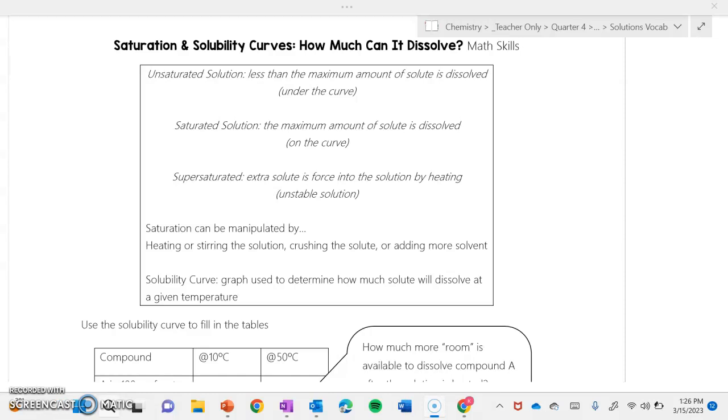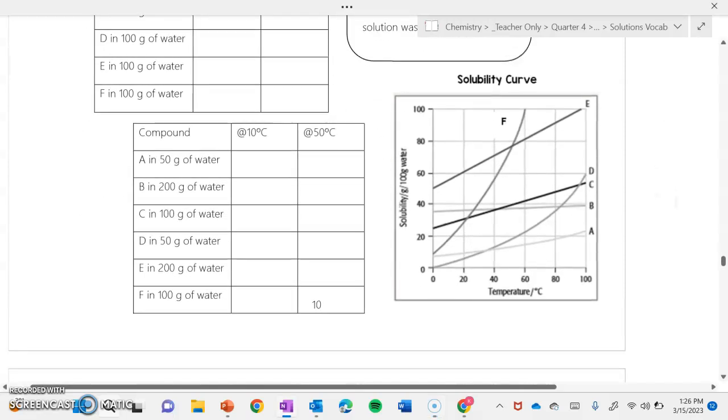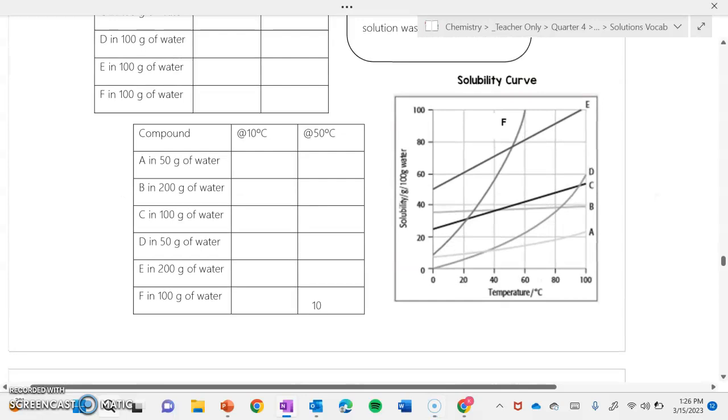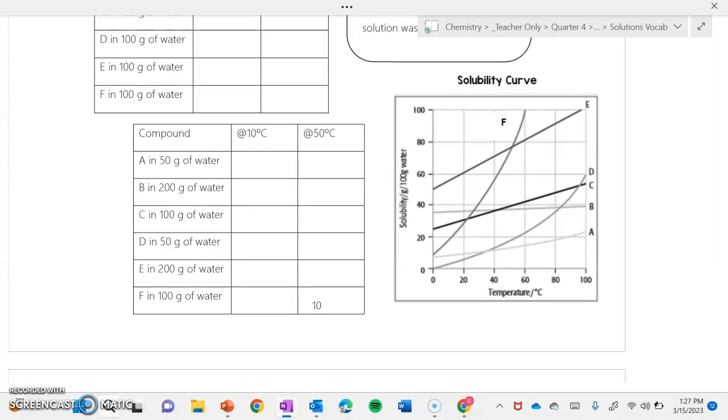And if I were to add more, then it would collect on the bottom. I would have excess. It would no longer be able to be dissolved in that solution. An unsaturated solution has less than that maximum amount of solute dissolved. And these notes here of under the curve and on the curve relate to our solubility curve if you look down at the bottom right. So I have A, B, C, D, E, and F for my different solutes.